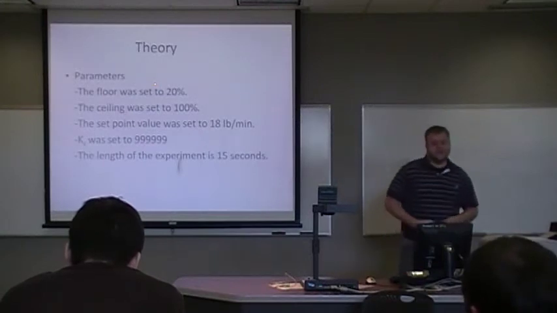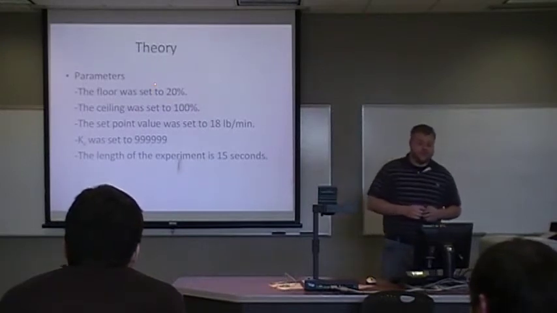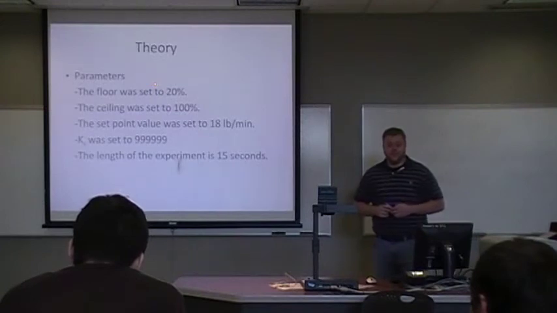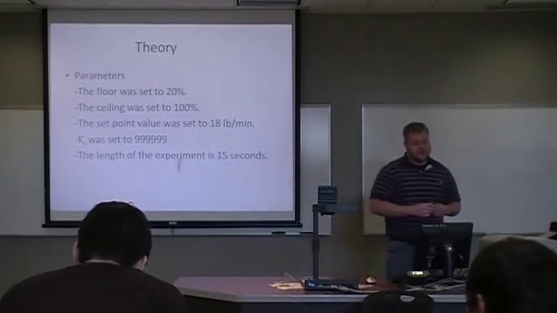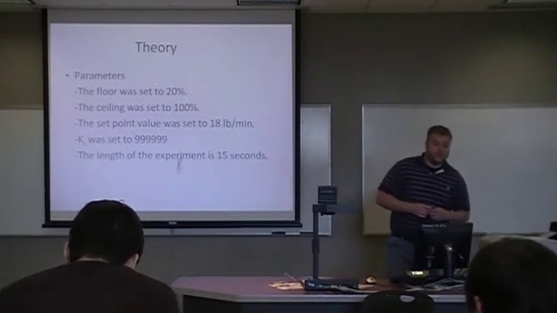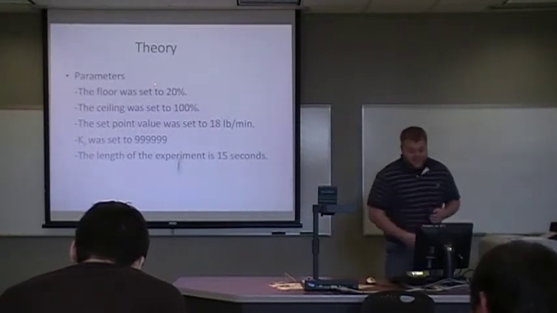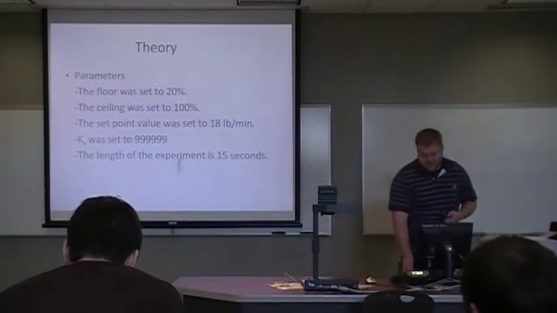For the parameters, the floor was set at 20%. The ceiling was set at 100%. The set point value I got from the previous experiments at 18 pounds per minute. For the relay, we had to set the controller gain to some high number. I basically just put 9s in until it wouldn't let me put any more in. And then the length of experiment was 15 seconds because that gave me the best looking graph.